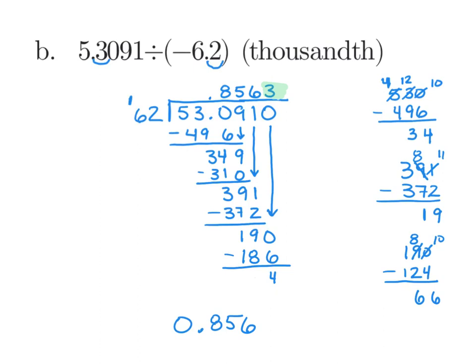Last thing we have is we are dealing with signed numbers. We are dividing a positive by a negative. And so my final answer is negative 0.85.